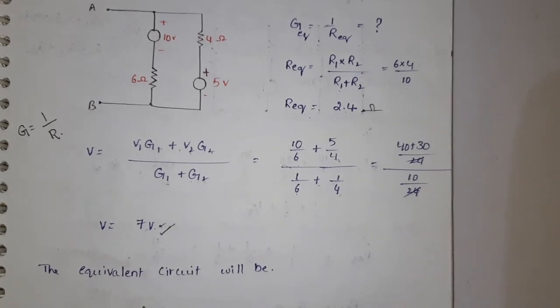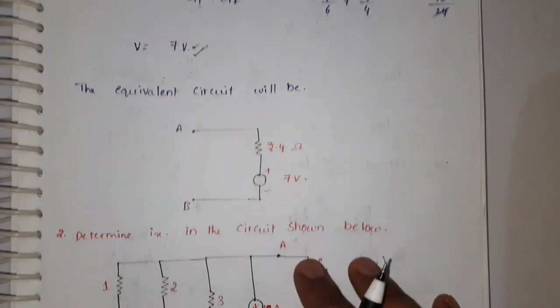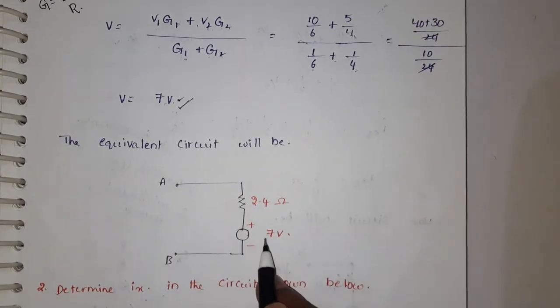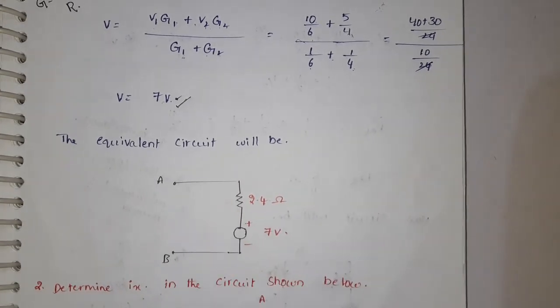Now this entire circuit can be replaced by an equivalent voltage in series with equivalent resistance, which will be 7 volt in series with 2.4 ohm across the terminal AB. So this is a simple formula only. You need to remember the formula, nothing else.